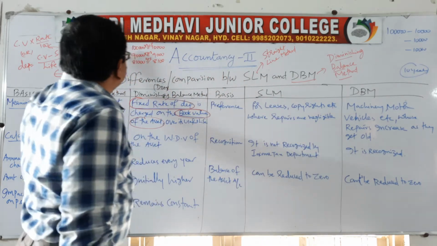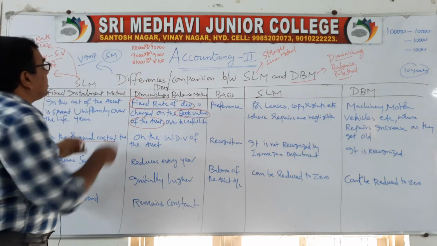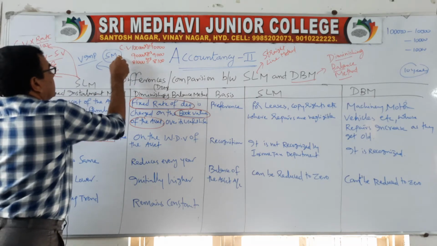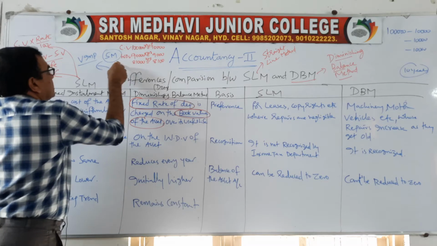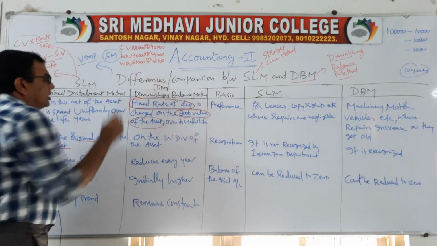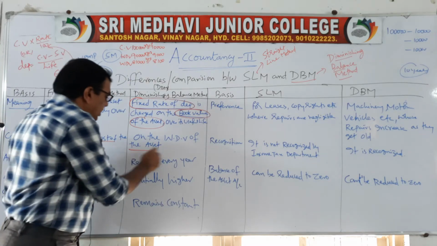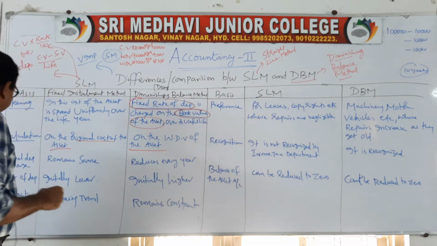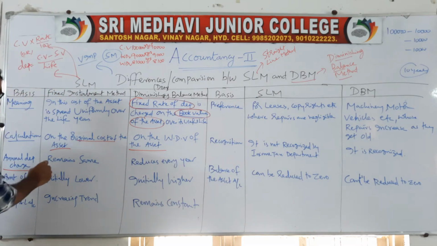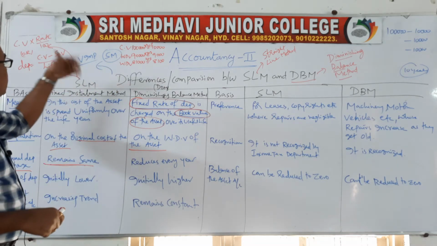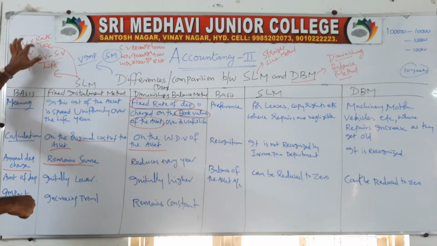You can see here, the first one is called cost value, the second one is written down value, and this is also written down value or book value. So, that is how we are calculating. Next, annual depreciation charge. That means the amount of depreciation we are charging remains the same.